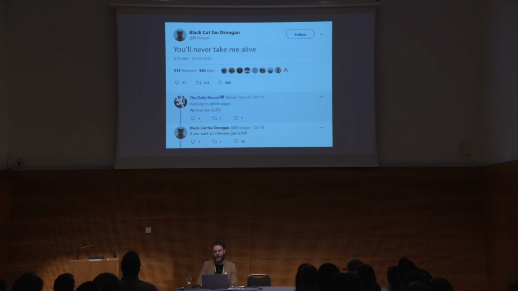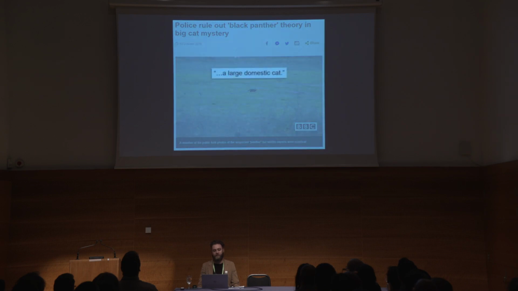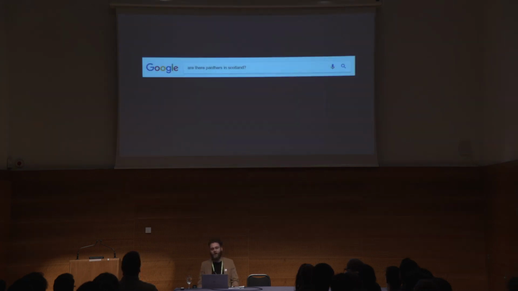But just as quickly as it began, the next day it was all over with the BBC reporting that the animal in question was in fact nothing but a large domestic cat. So, you're probably thinking that's the end of that story. Well, maybe, but maybe not. So this is Scotland after all, right? So this is the land of the Loch Ness Monster, where the unicorn is the national animal. So I thought, this definitely warrants some further research.